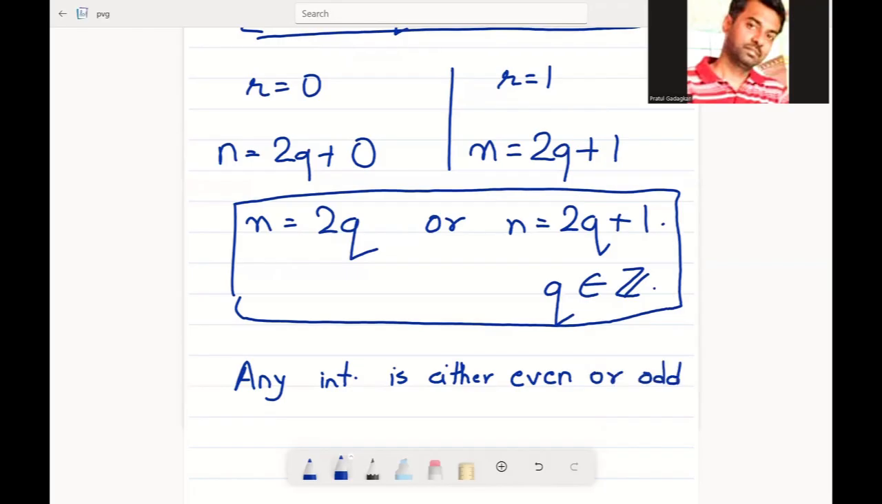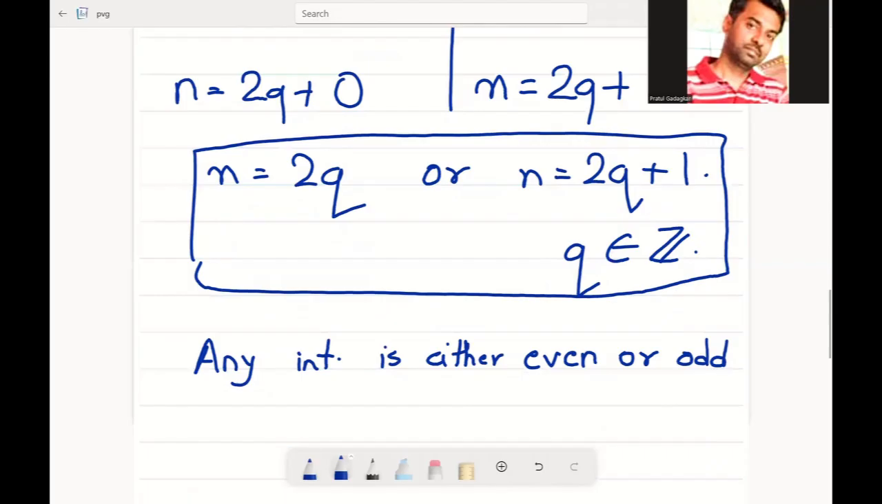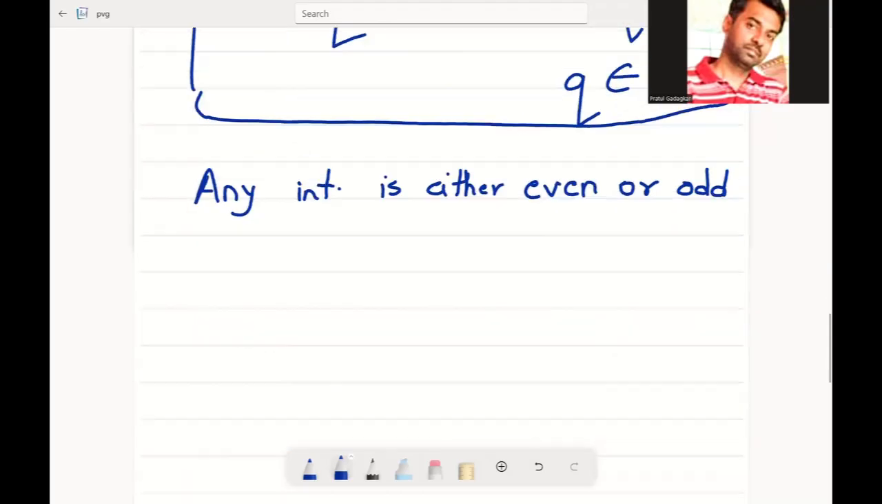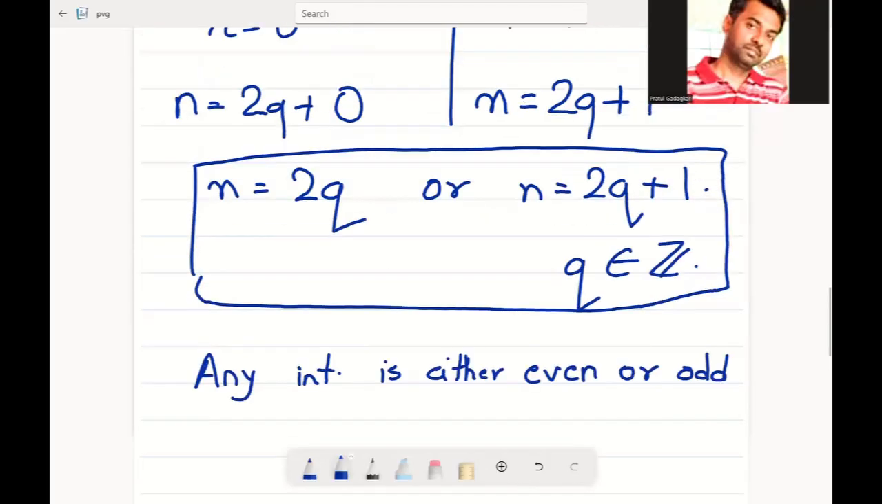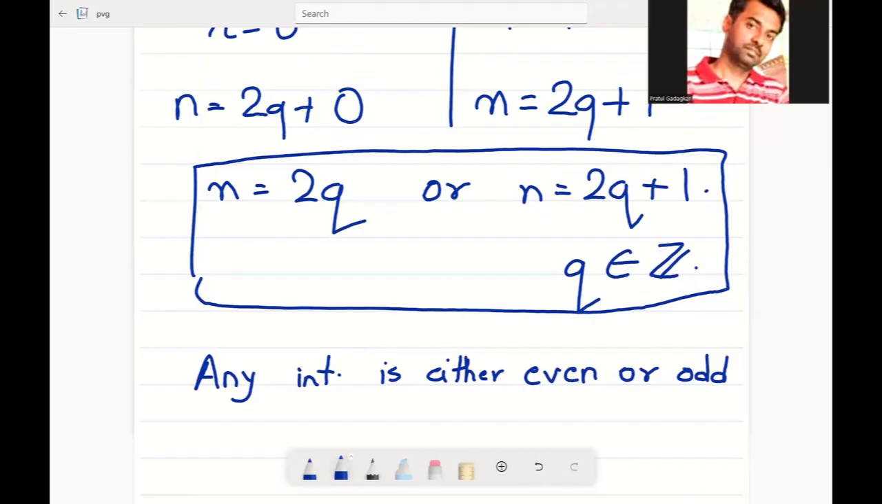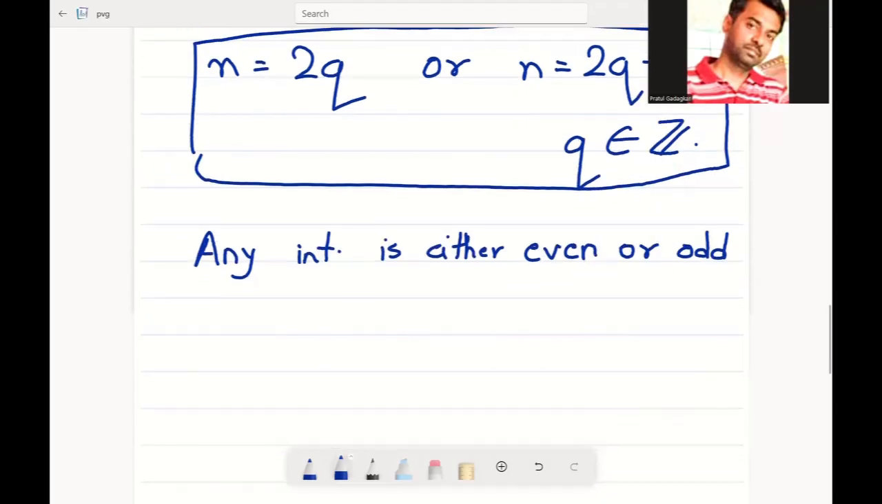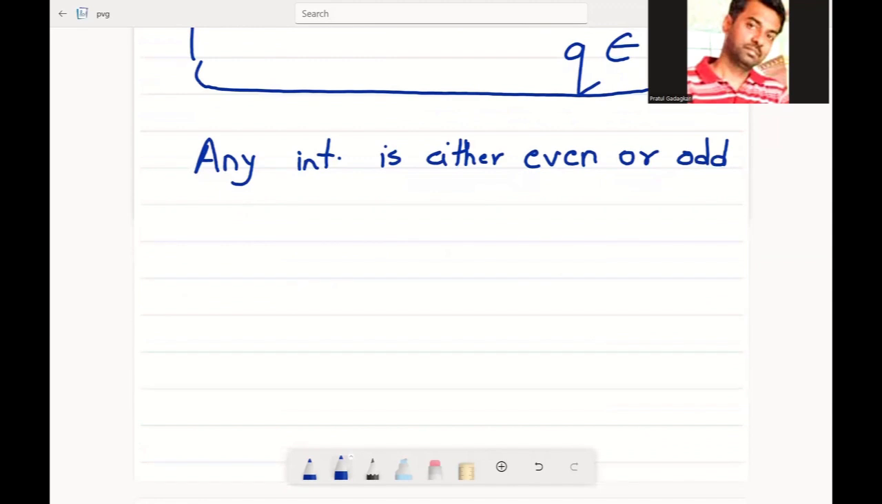Okay, now let us see one more simple application of division algorithm. So now we know what is even number. Even number is 2 times something, and odd number is 2 times something plus 1, means 2q or 2q plus 1. This is even and odd. Now if you take any odd number in your mind, so let me write it as a question. So let n be odd. So n is an odd integer.